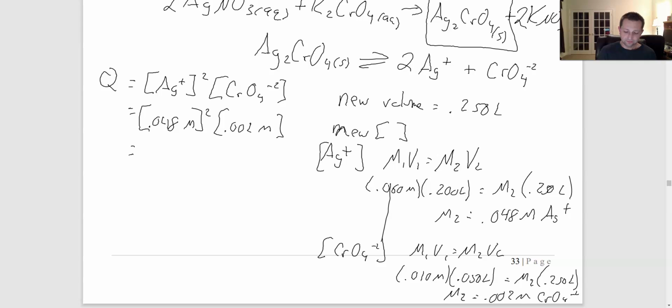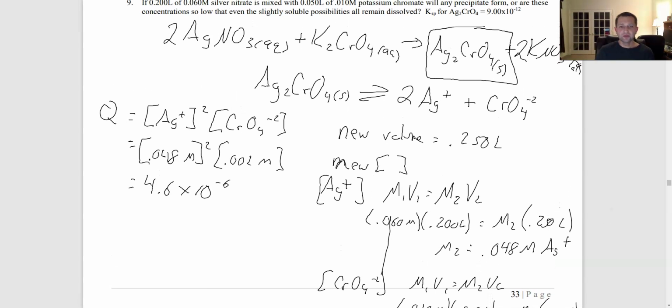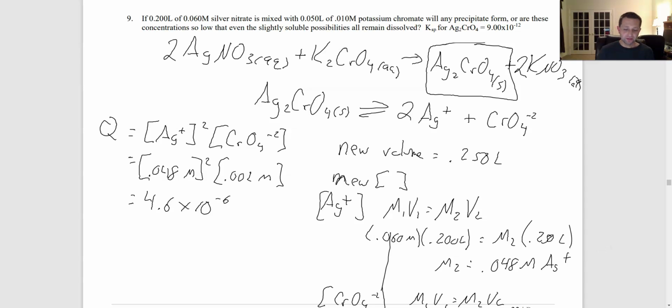Solve, and you get a Q value of, now it's 0.048 squared, right, times 0.002. You get 4.6 times 10 to the -6th power. Now, all you need to ask yourself is, how does Q compare to KEQ, or KSP in this case? KSP is to the negative 12th power, Q is to the negative 6th. So clearly Q is greater, way greater than KSP.